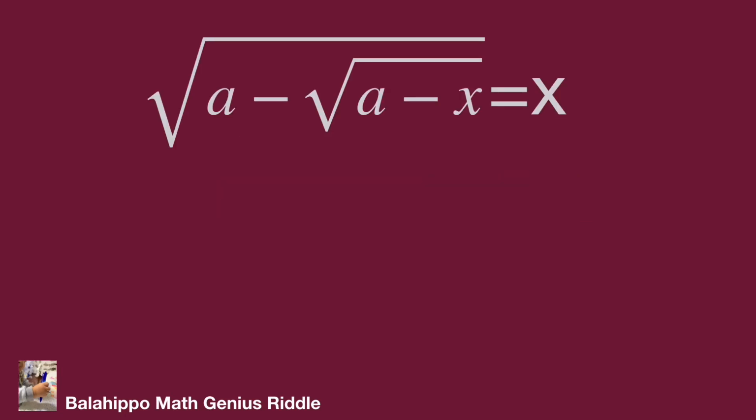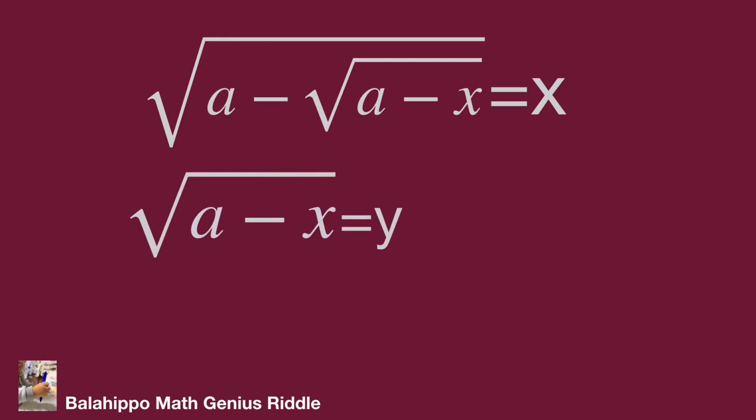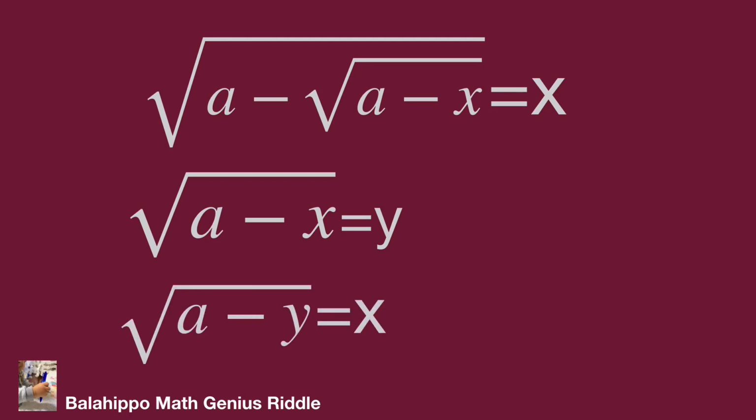Okay, I'm going to solve it this way. Let square root of a minus x equal y. Substitute square root of a minus x by y in the given equation. Get square root of a minus y equals x. We have two new equations.